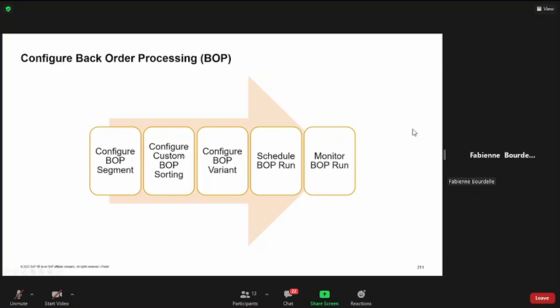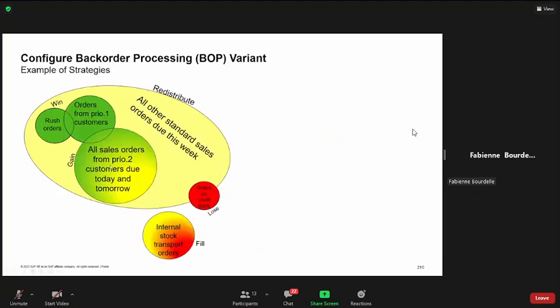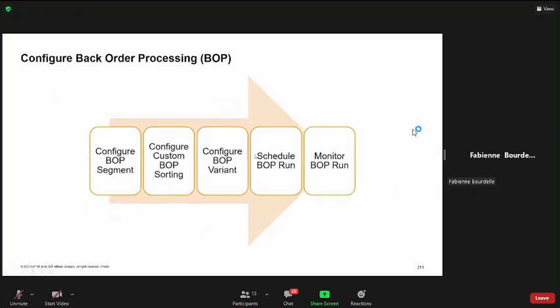I will explain to you later what it is, because it is easier in the system. And then you have to configure the variant, and the variant is exactly this. The variant is the relationship between a segment and a strategy, or two segments and a strategy. This is the so-called variant. Then you can run your backorder processing and monitor the result.